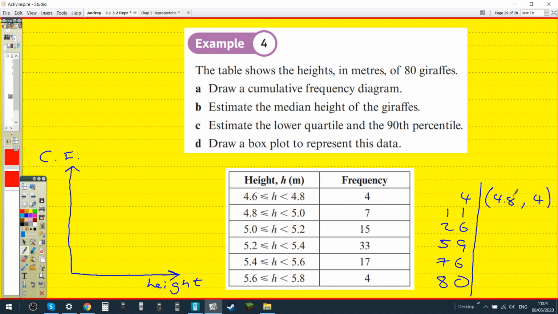So next one, 5.7. And what will be the last one? 5.84. And so if we were to plot these, it might end up looking something like that.